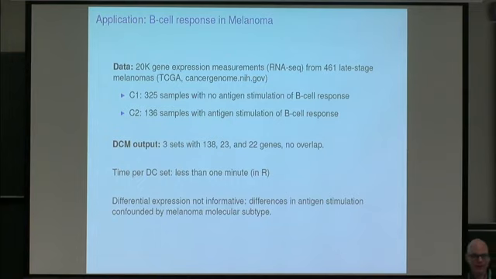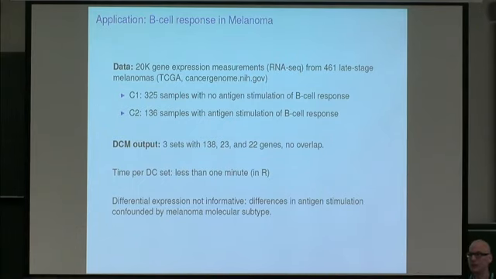So if there's any immunologists out there, I hope you won't ask any questions. There's B cells and T cells. They were interested in B cell response. They were looking at late stage melanoma, and essentially they had a set of samples which they had followed up on and examined, and some of these samples had antigen stimulation of B cell response. I believe that was a good thing, right?